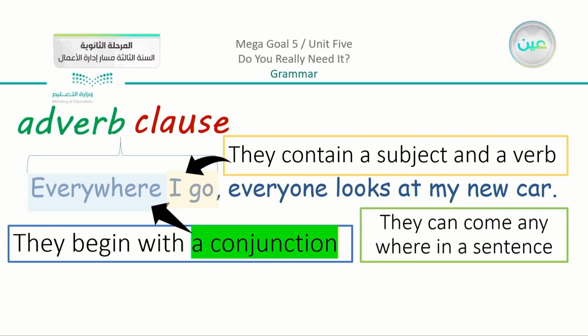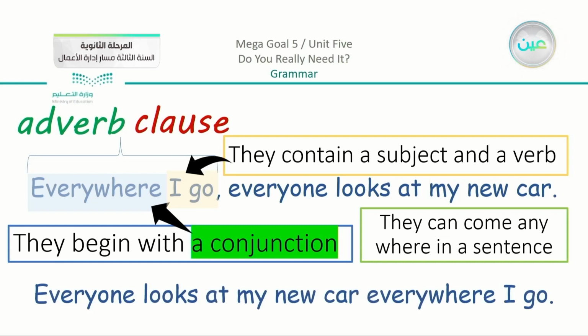And the third point here, we know that they can come anywhere in a sentence. So I can put it in the beginning and say, everywhere I go, everyone looks at my new car. And I can rearrange the sentence and say, everyone looks at my new car everywhere I go. So here you can see that the meaning does not change, but the word order changed. But note something, that we have a comma if the adverb clause is in the beginning, but if the adverb clause is at the end or in the middle of the sentence, there is no comma. So since we have our adverb clause at the end, we do not need the comma.